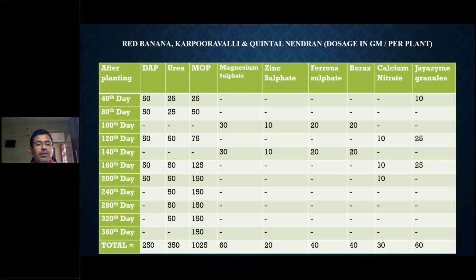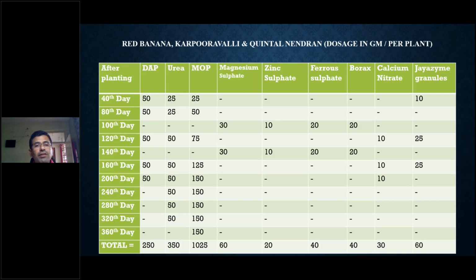From planting to harvest, the phosphorus source is 250 grams of DAP, urea is 350 grams, MOP is 1025 grams, magnesium sulfate 60 grams, zinc sulfate 20 grams, ferrous sulfate 40 grams, borax 40 grams, calcium nitrate 30 grams, and JSM granules 60 grams. These are the things. Now we will move on to the nutrient deficiency symptoms of the banana crop.